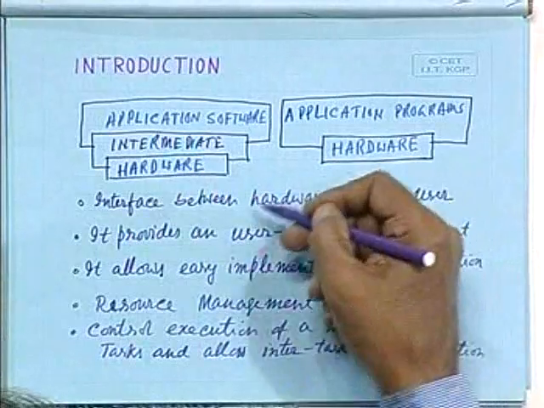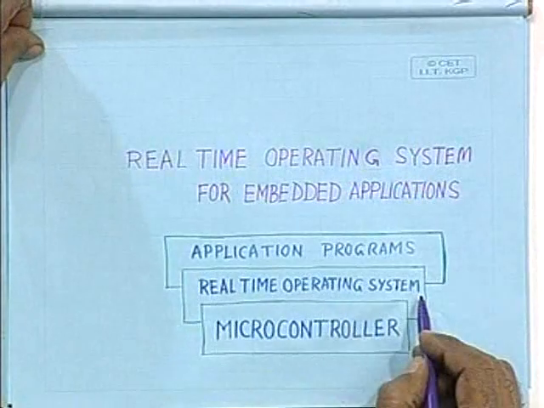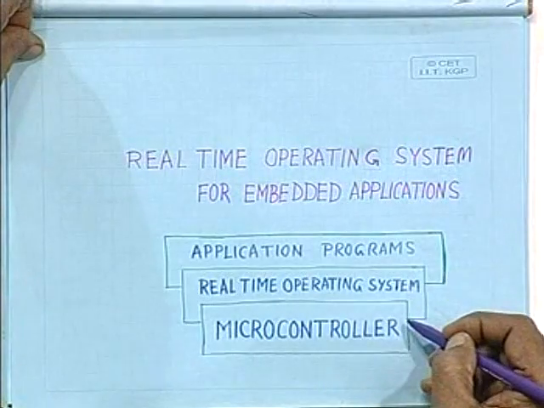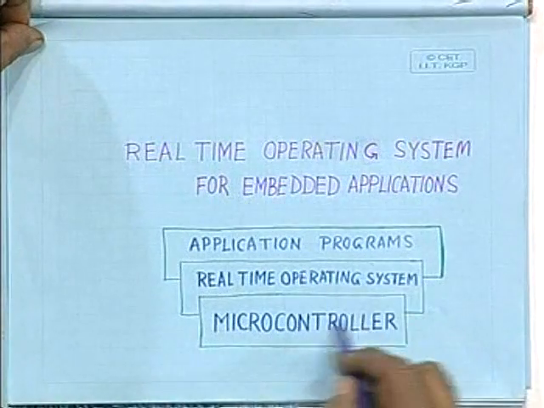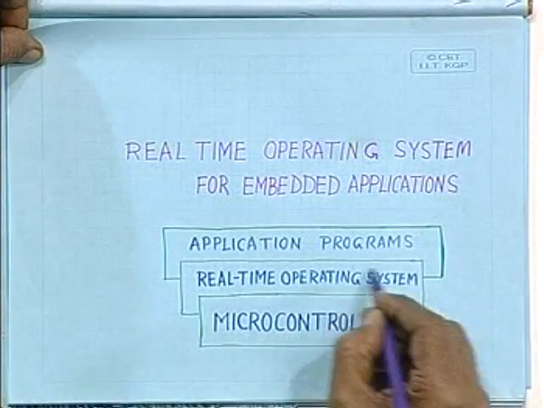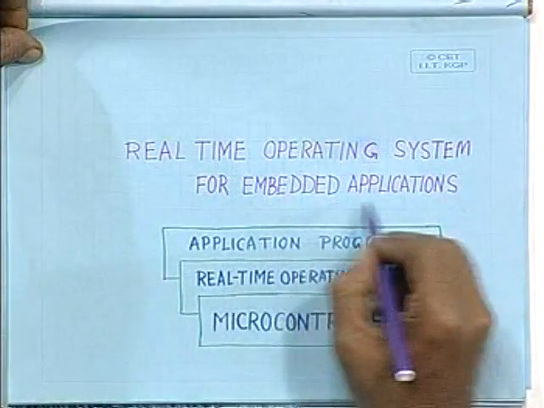Since a good number of applications are turning out to be real time in nature, and the functions being performed by the software are essentially the same as the operating system, this intermediate software can be called a real time operating system. So that intermediate software used between the application programs and the microcontroller can be called a real time operating system. It is a kind of operating system specially designed for real time embedded applications.